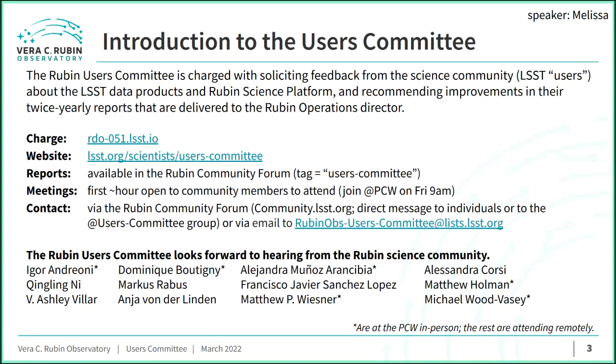Part of the users committee's soliciting feedback is being available to be contacted either as individuals or as a group. For that, we use the Rubin Community Forum, where you can send a direct message to an individual users committee member, or you can message the entire group all at once using the @users-committee group name, or you can send an email to the list at rubinobs-users-committee@list.lsst.org. And that will email all of the users committee at once. So they are available and willing to be contacted by members of the users community.